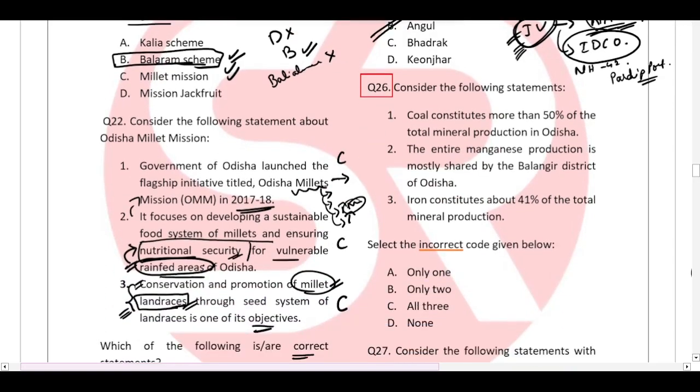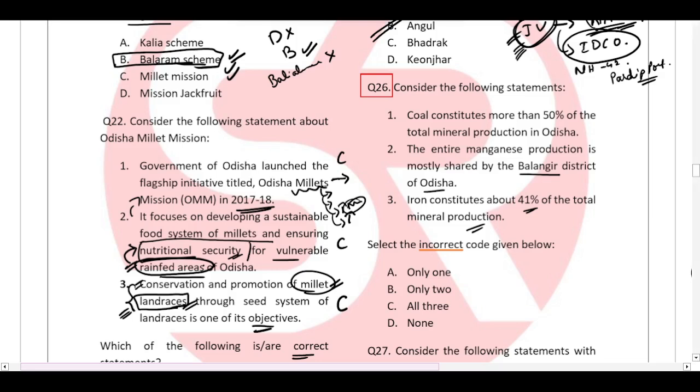Now question number 26. Consider the following statements. Coal constitutes more than 50% of the total mineral production in Odisha. The entire manganese production is mostly shared by the Balangir district of Odisha. Iron constitutes about 41% of the total mineral production in Odisha. The question is asking which of the following are incorrect.